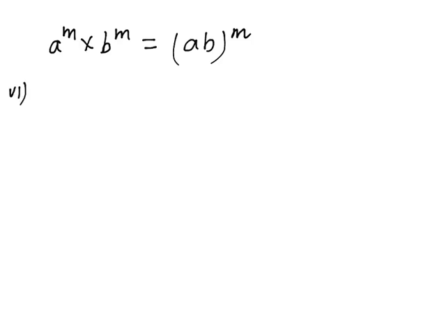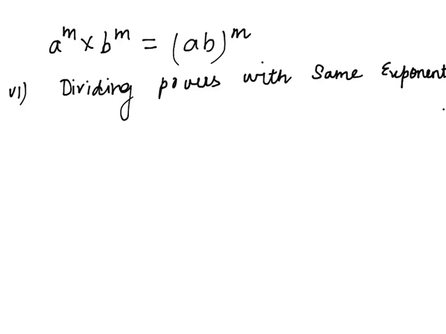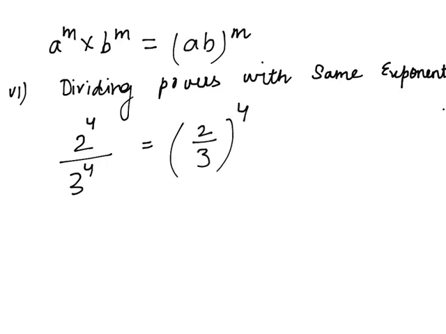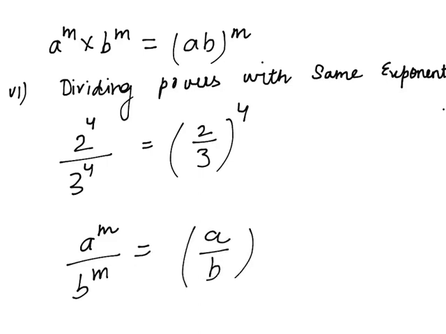Similarly, in dividing powers with the same exponents only. Here we have dividing. So if we have 2 raised to the power 4 divided by 3 raised to the power 4, how can we write it? 2 by 3 raised to the power 4, because exponents are same. To generalize it, we can write it as a raised to the power m divided by b raised to the power m, which is a by b raised to the power m.